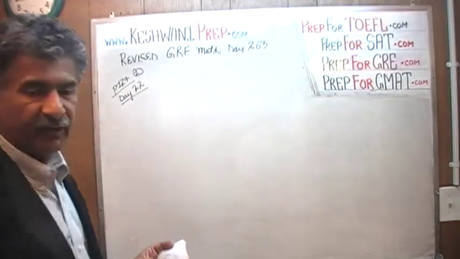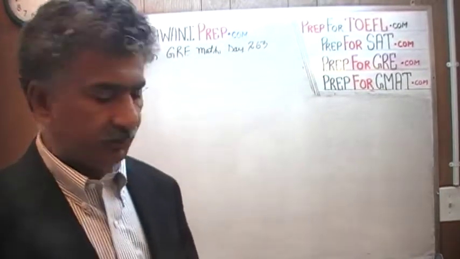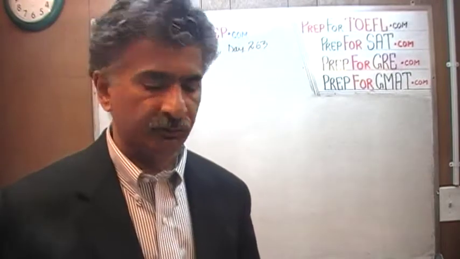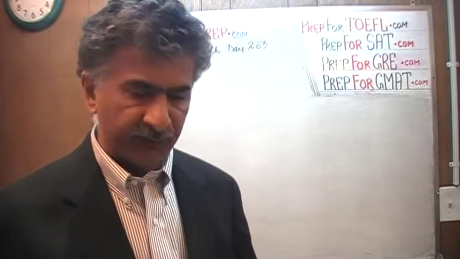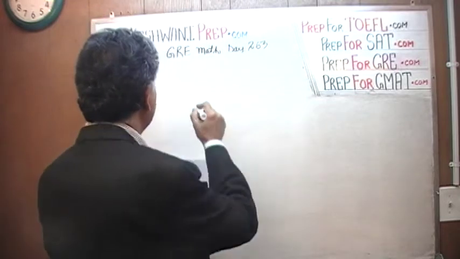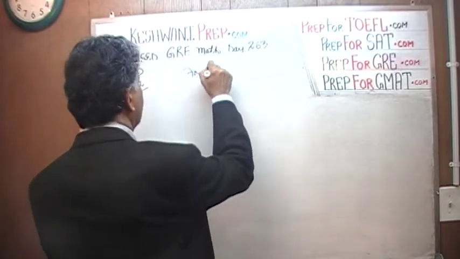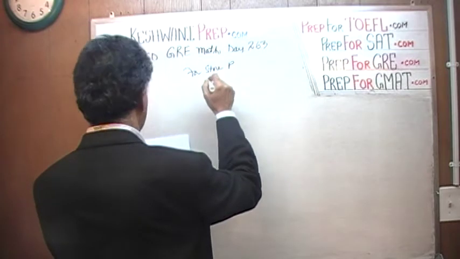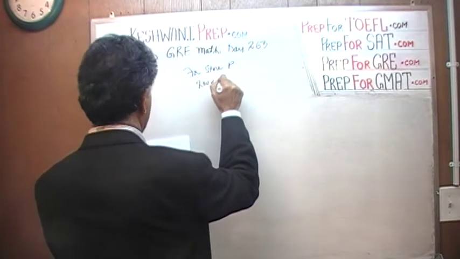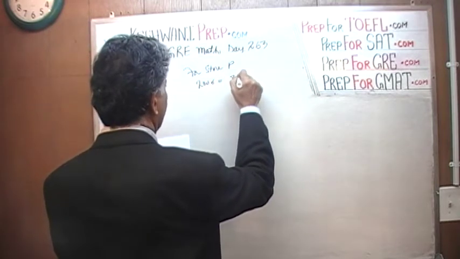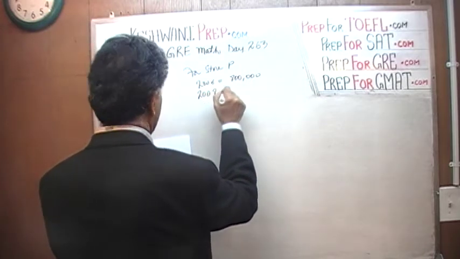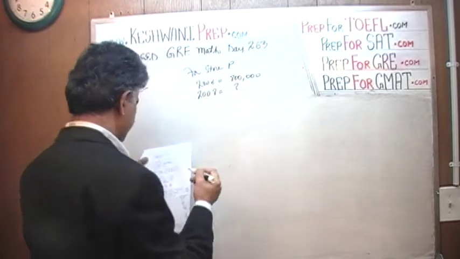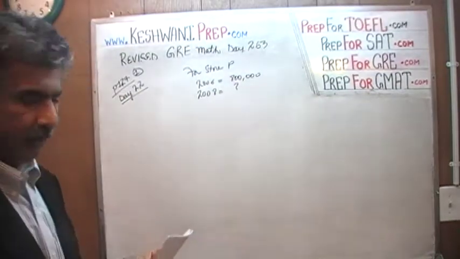This, by the way, is the exact same problem that we solved on day number 22. I'm redoing these questions at a little bit of a faster pace, but it's the exact same problem. For store P, we are told that in 2006 the sales were 800,000. The question is, in 2008, what is going to be the sales? Let's find out, shall we?